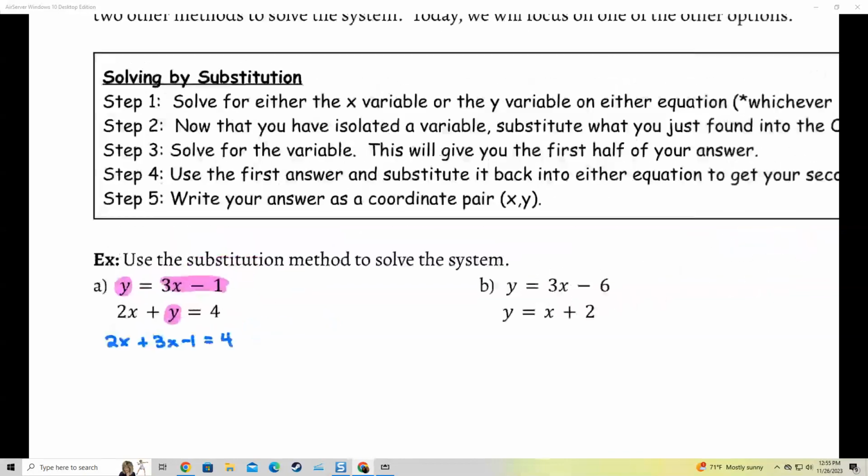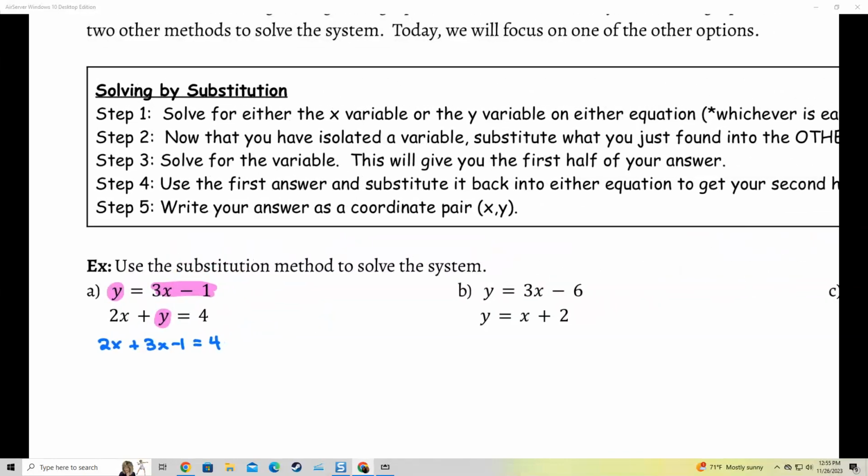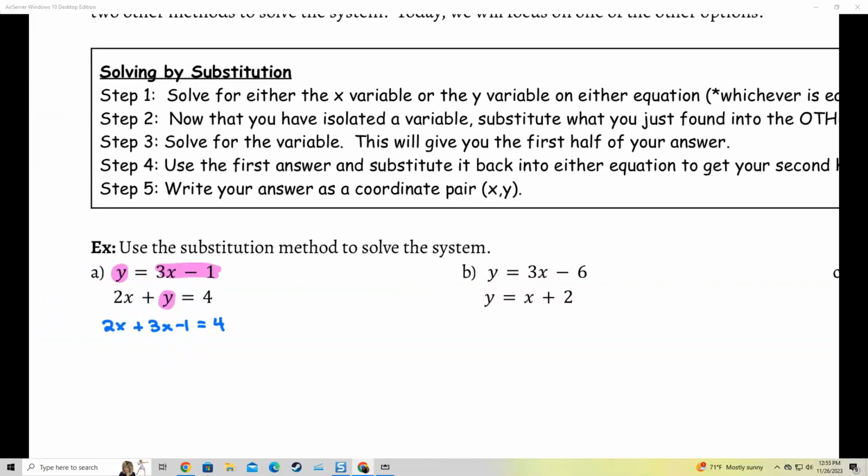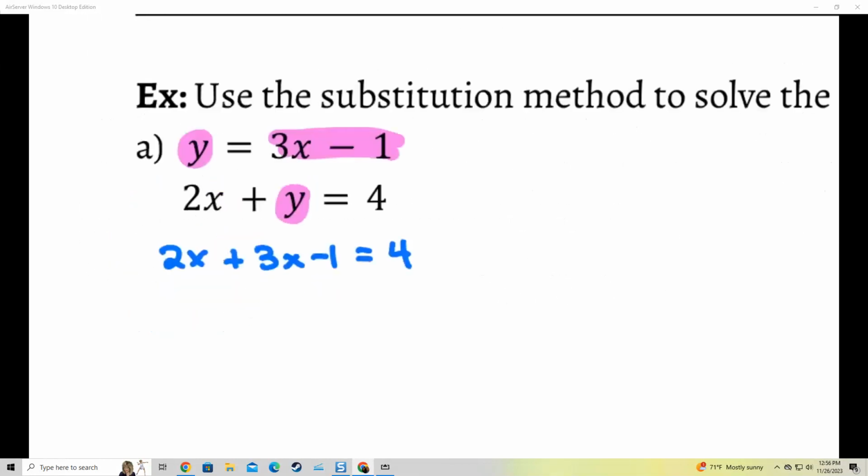We just did step 2, which was we replace it into the other equation. Step 3 is solve for the variable. So notice that now, because I replaced the y with x's, there's only x's left, and I can go ahead and solve this pretty easily. I can combine like terms, which means I have 5x minus 1 is equal to 4. There's only x's on one side, so I can start undoing what's being done to the x.